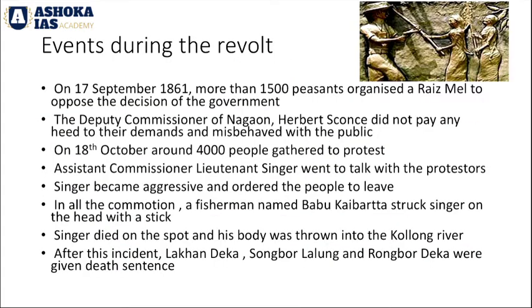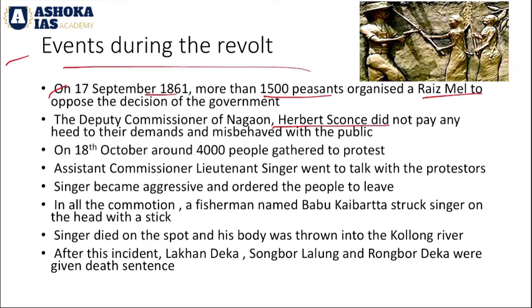Let us look into the events which took place during the revolt. On 17th September 1861, more than 1500 peasants organized a raiyat mela to oppose the decision of the government. The deputy commissioner during that time was Herbert Scones. He was the deputy commissioner of Nagaon. He didn't pay any heed to their demands.